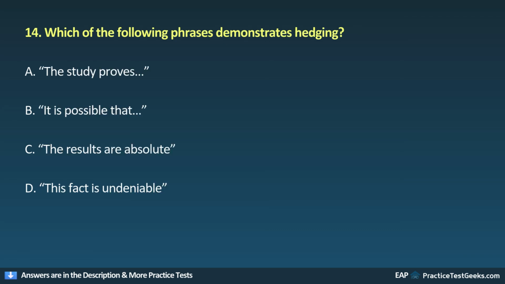14. Which of the following phrases demonstrates hedging? A. The study proves. B. It is possible that. C. The results are absolute. D. This fact is undeniable.